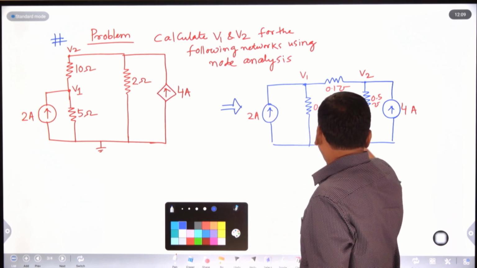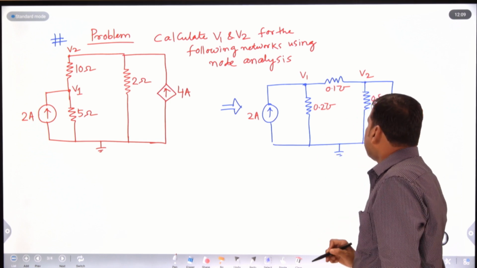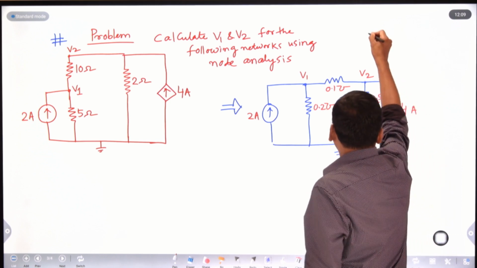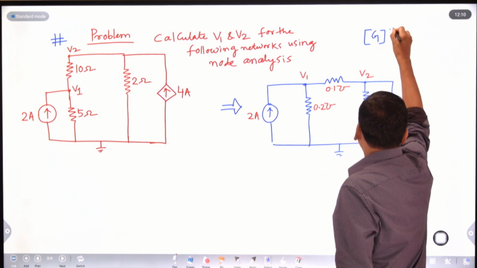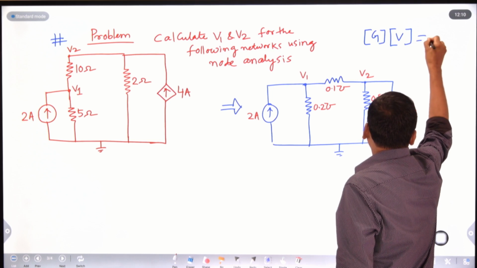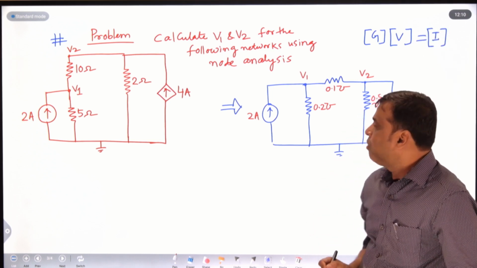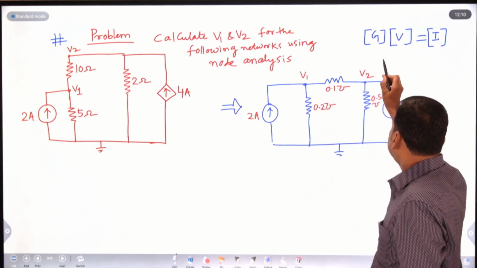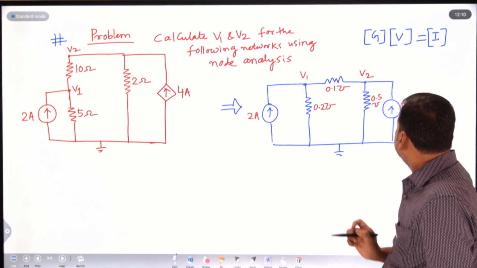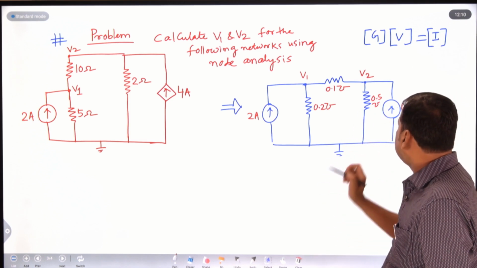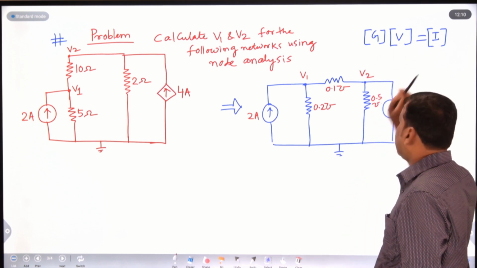Then considering the node 1, this is node 1 and this is your node 2. Then apply what? Conductance matrix G into V equals I. Like in loop analysis, resistance into current gives voltage. There the current is unknown, here the voltage is unknown. Here voltage, that means node voltage, we are now going to calculate. Conductance into voltage is current.